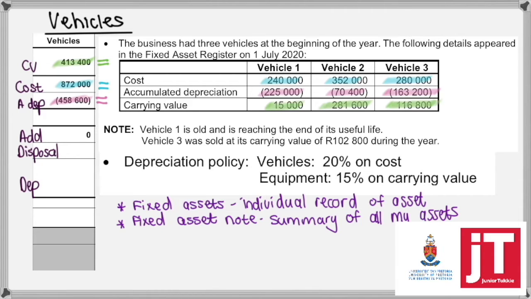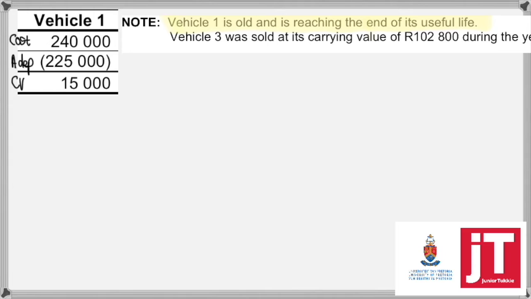So starting with the first one. The cost, accumulated depreciation and the carrying value is given to us. Again, it's said that it reached the end of its useful life.